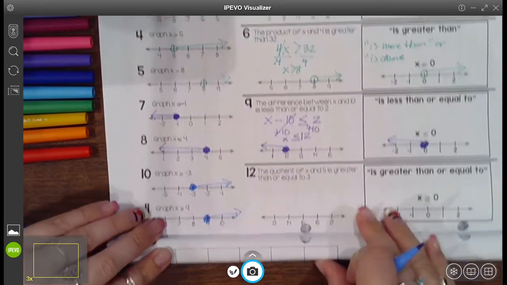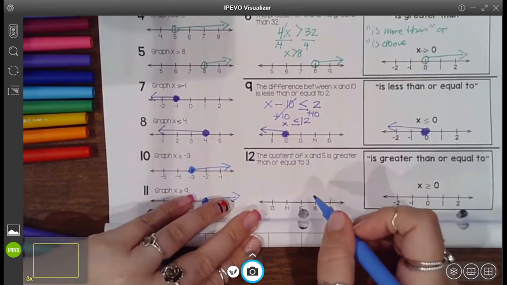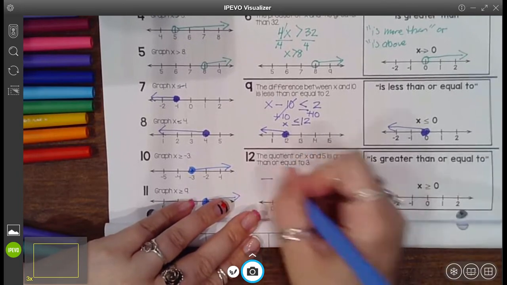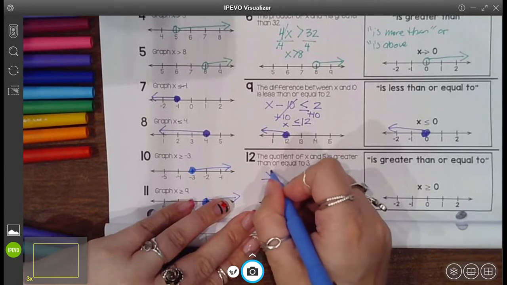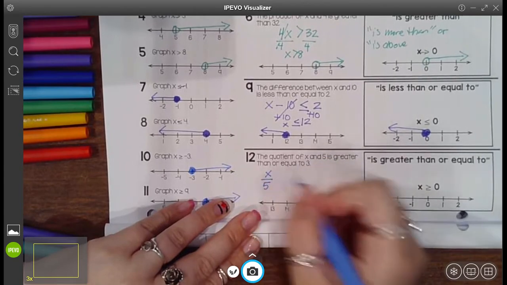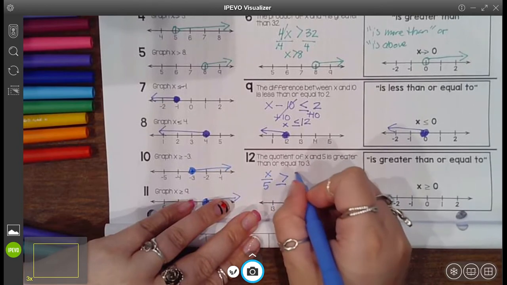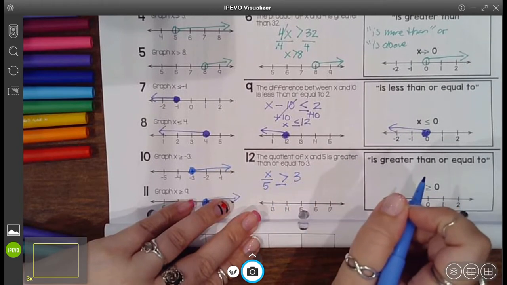Okay. Try to write this again. If you want to pause the video and try it yourself first. Quotient means you're dividing. The quotient of what? X and 5 is greater than or equal to 3. Okay, so there's the inequality.